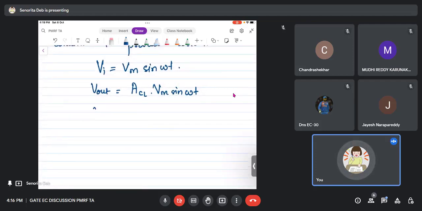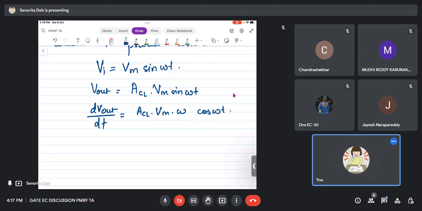What we were looking at was the change of output voltage and change of input voltage, right? Slew rate is all about the change in input and output voltage. Whenever there is the term change, we say differentiation. Differentiating with respect to what? We saw change with respect to time, how fast I am changing it. So dV out by dt. You just differentiate this equation and you will get ACL Vm omega cos omega t.